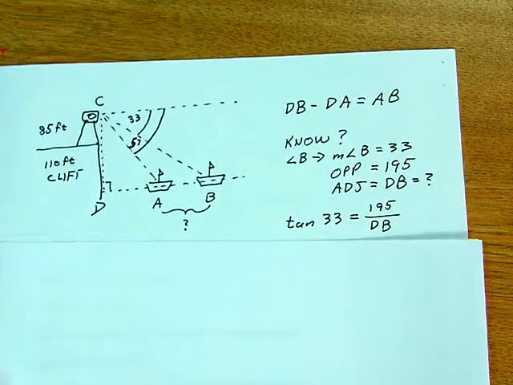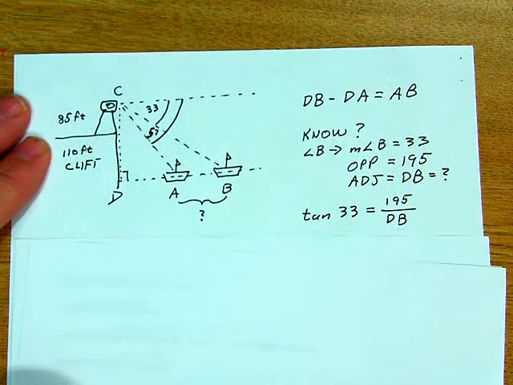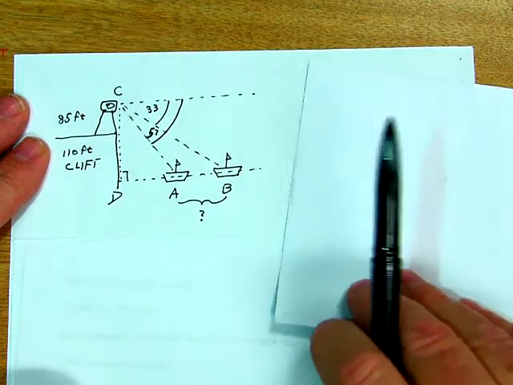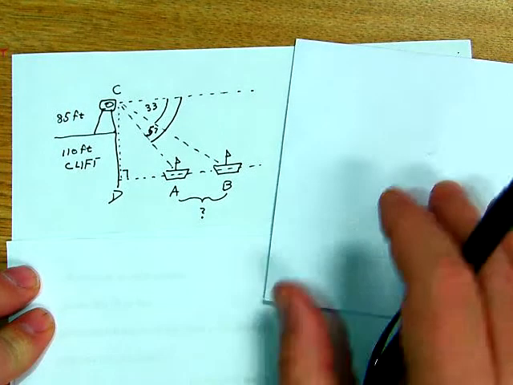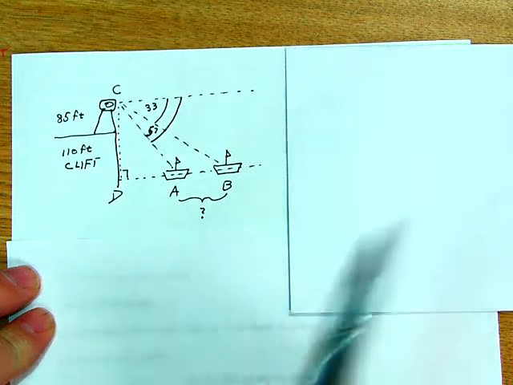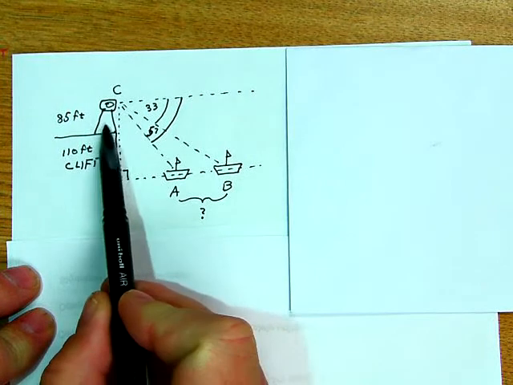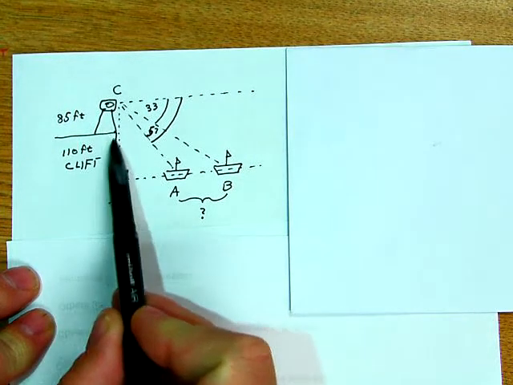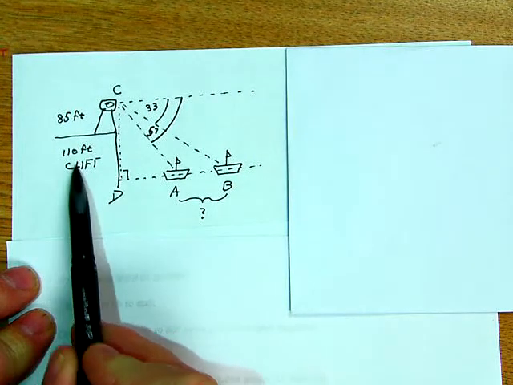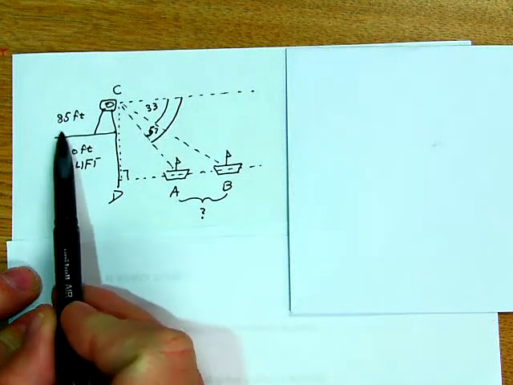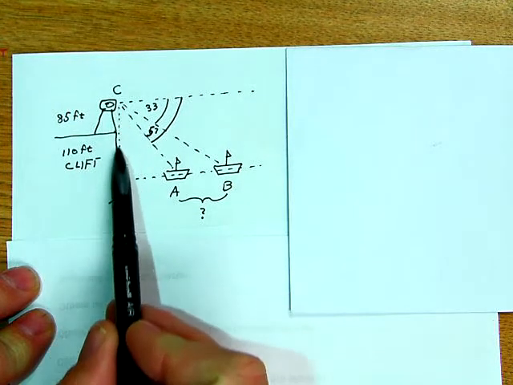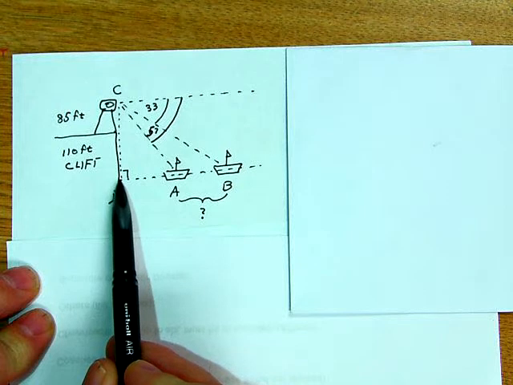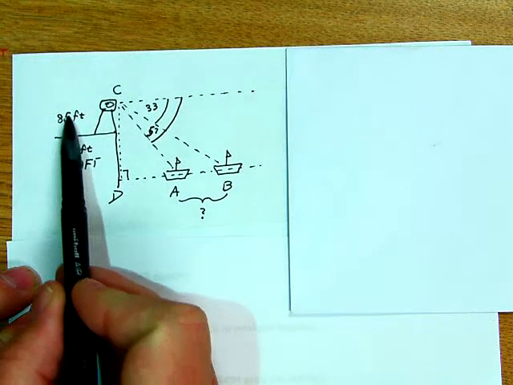Okay, let's take a look at the picture first before we take a look at some of the drawings or some of the formulas. The first thing we notice is that we've got that lighthouse again on top of my cliff. The cliff is 110 feet tall and the lighthouse is 85 feet tall. So my dotted line on this side of my right triangle is going to be 195.